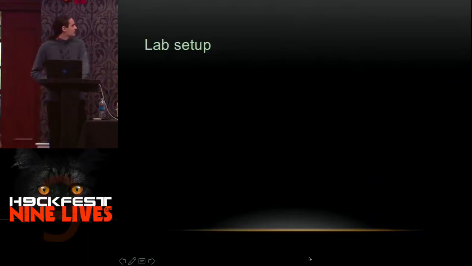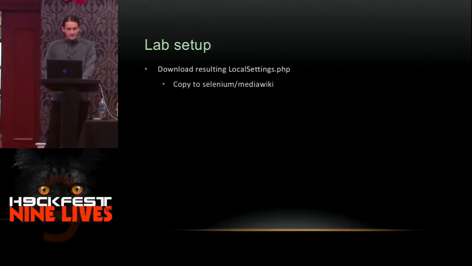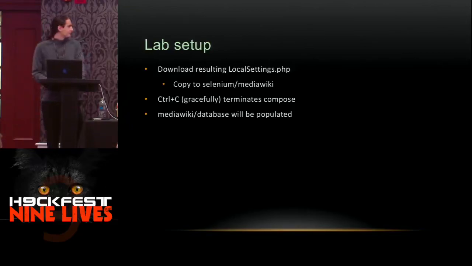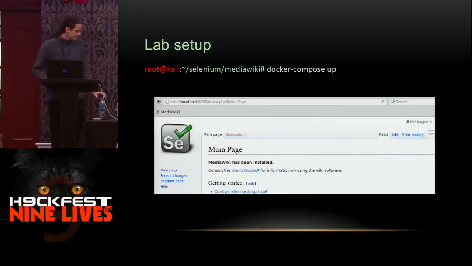So yeah, I don't want to spend too long going through MediaWiki and Docker, but basically at the end of that process, you'll end up with a LocalSettings.php file, which you'll then need to copy to the MediaWiki directory. Control C to terminate the Docker Compose up gracefully. That will populate your MariaDB database directory. Then you just remove the comment from the compose file and do Docker Compose up again, so that it actually will load the wiki configuration PHP, and you'll have a live empty MediaWiki that we can now play with.